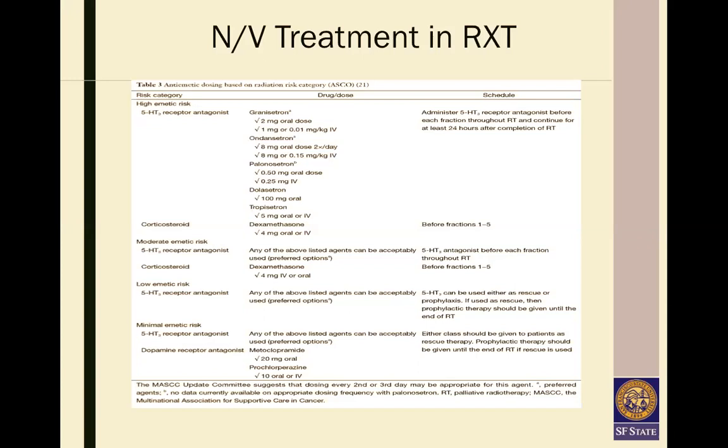Now, sometimes we do use a dopamine receptor antagonist like Reglan, or Phenergan, or Compazine, but they aren't as effective as the 5-HT3s.